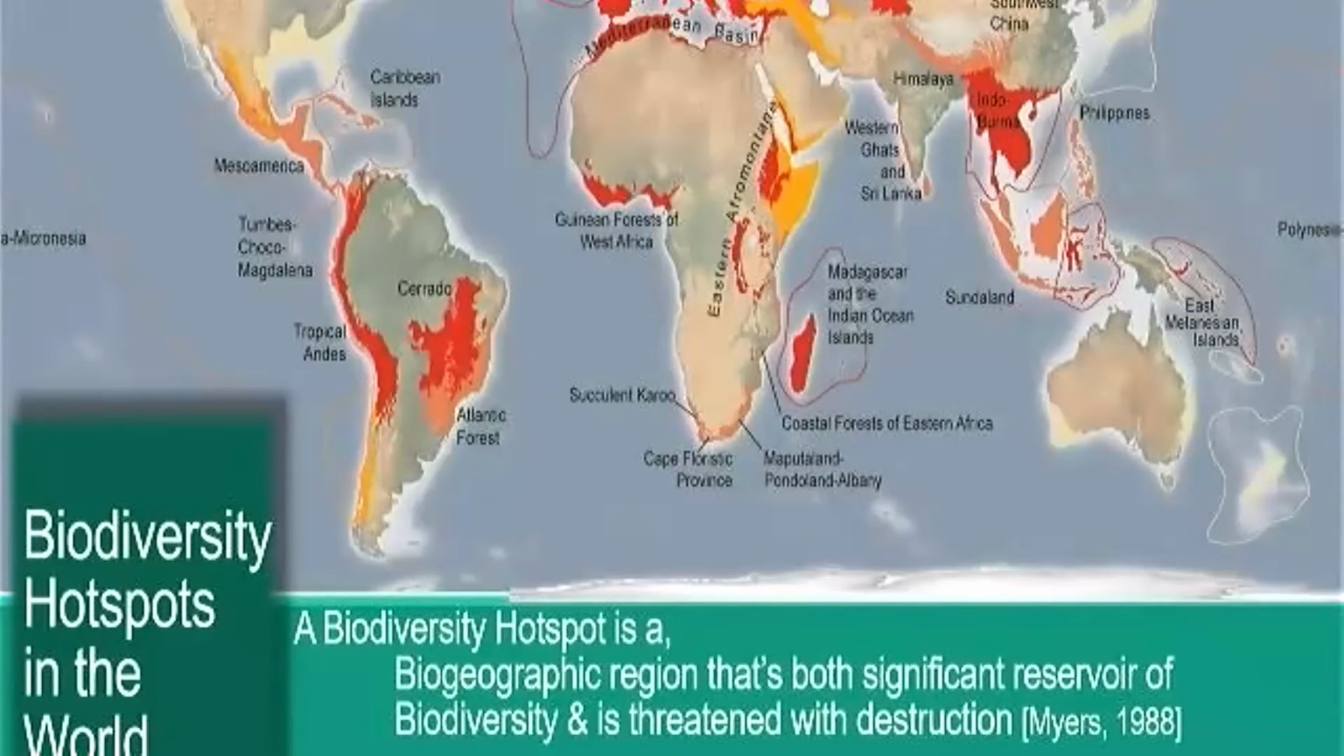In the world's biodiversity hotspots, we know that Sri Lanka, combined with the Western Ghats, forms one of the hotspots in the world out of 36 hotspots. A biodiversity hotspot, as we name it, is a biogeographic region that is both a significant reservoir of biodiversity and under threat of destruction.